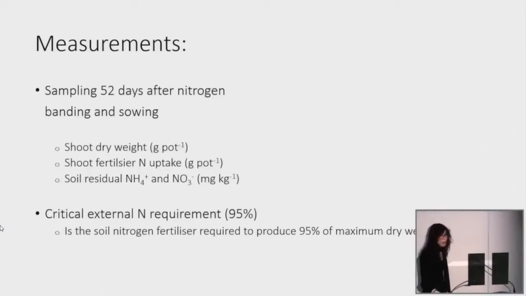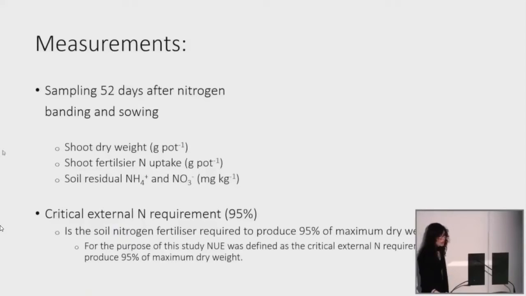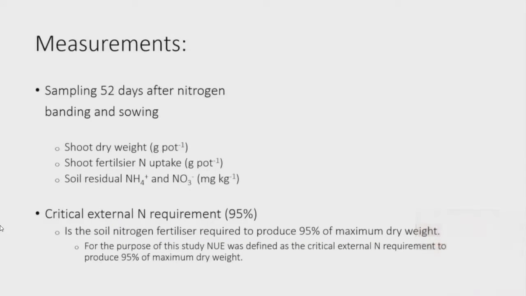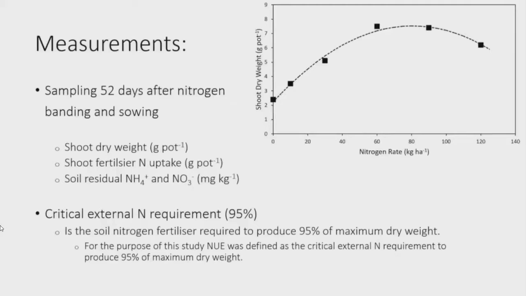I also determined the critical external nitrogen requirement to achieve 95% of maximum shoot dry weight. And for the purpose of this study, nitrogen use efficiency was defined as the critical external nitrogen required to produce 95% of maximum shoot dry weight. This is an important point, so I'm going to elaborate on it for a moment.